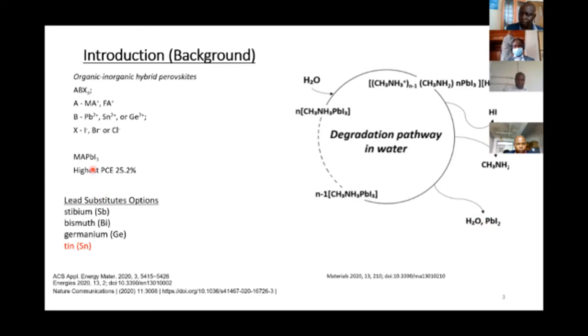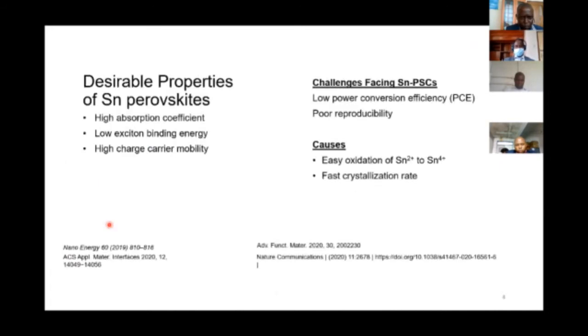Instead of having lead, we need to change it. But the main challenge is that this material has the best optoelectronic properties, so whatever replaces lead must maintain these properties. Some of the substitutes are shown here, but our main interest is tin as a substitute for lead. This is because tin will maintain all the electrical and optical properties of this material, and sometimes it has even better properties than the lead perovskite.